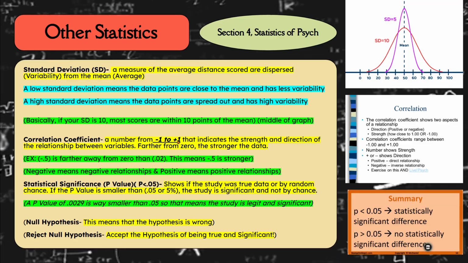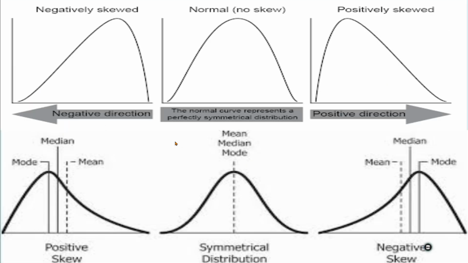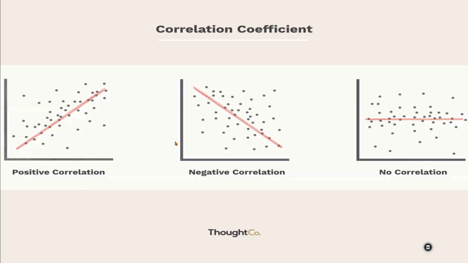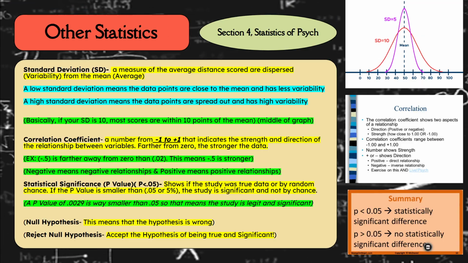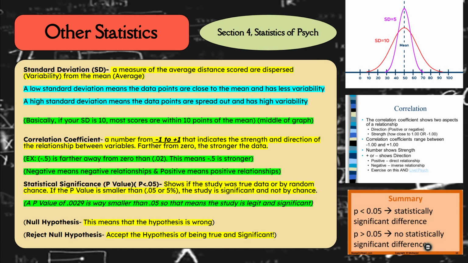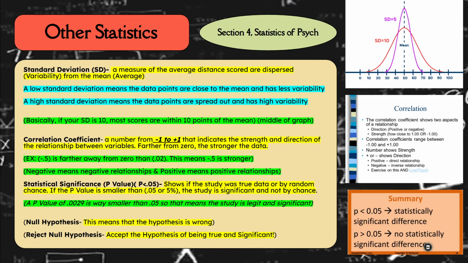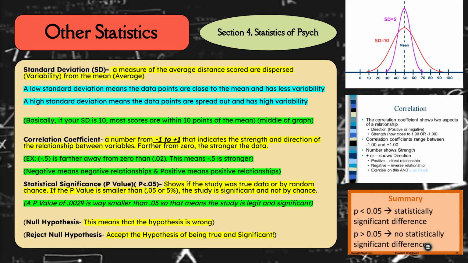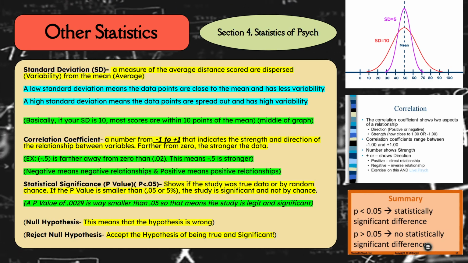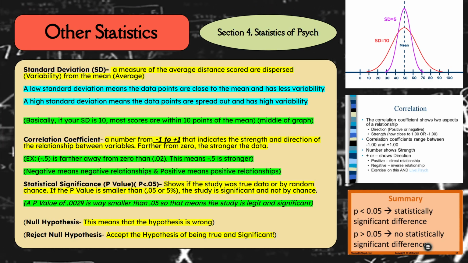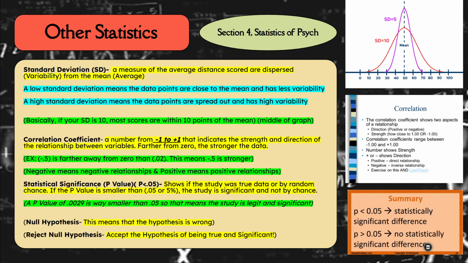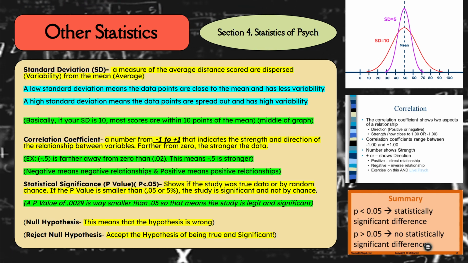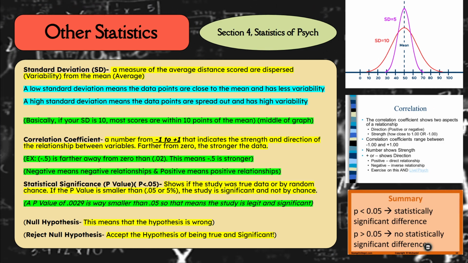Correlation coefficient is the number version of those graphs that we saw right here. So correlation coefficient is a number between -1 and 1. If it's a positive number, it's a positive graph, a positive relationship. A negative number is a negative inverse relationship, meaning one goes up, the other goes down. If the number is 0, there's no relationship, of course.